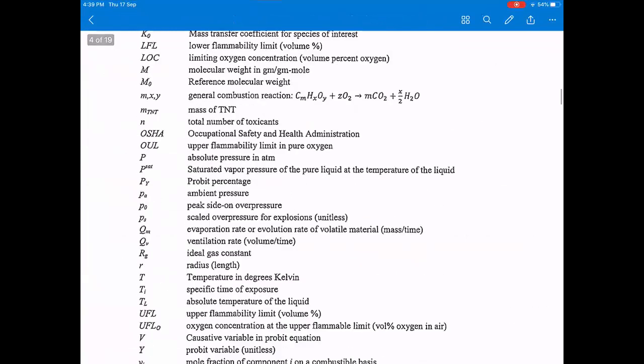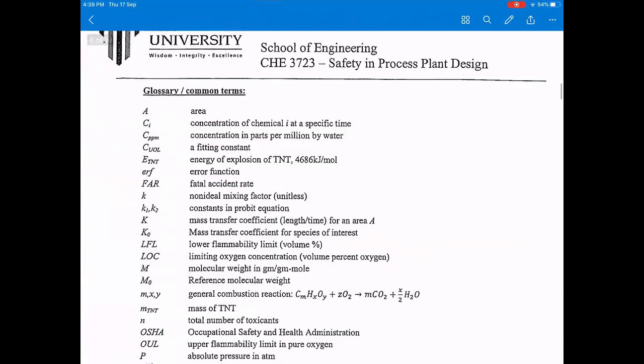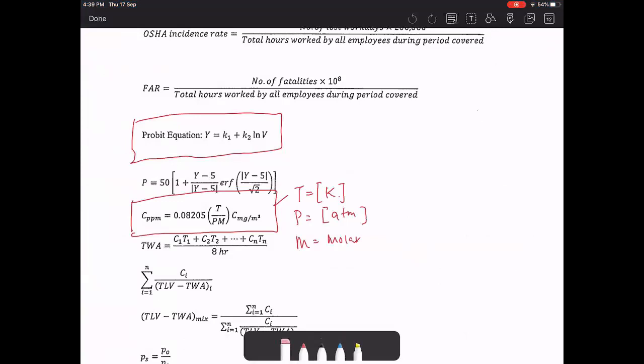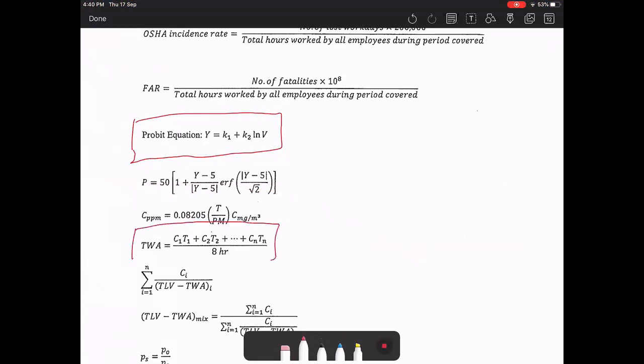Mention all the formulas again. So you can see your TWA is basically this formula. Okay, so in other words, total CiTi over 8 hours, where T is in terms of hours.